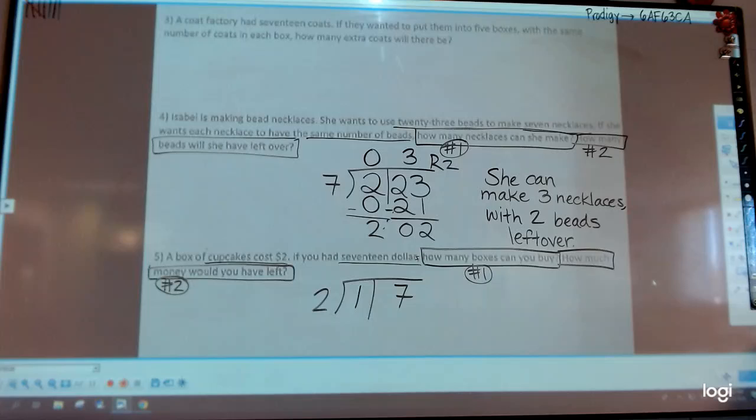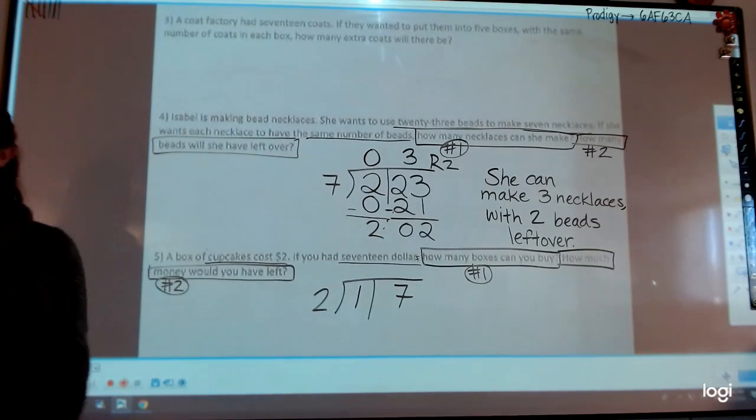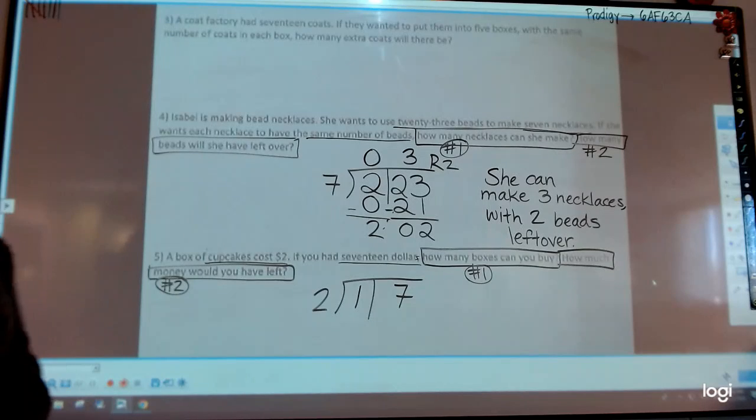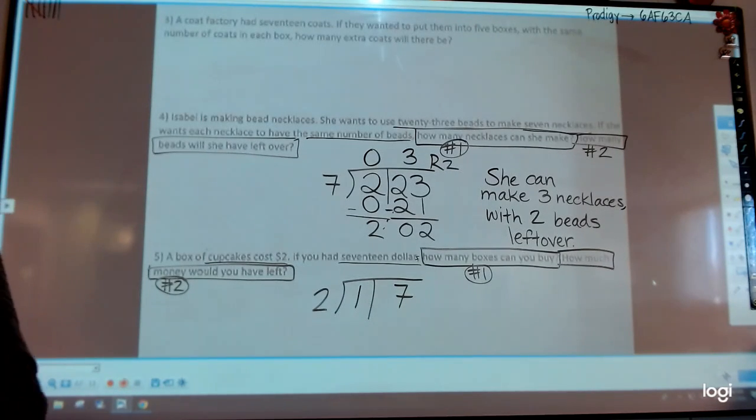So the whole number I get, that should be how many boxes of cupcakes I can buy, right? And then what will be my money left over? How am I going to know which answer goes there? Noah? The remainder. The remainder, okay? So go ahead, finish number 5 and do number 6. Do your best work. We'll keep working on this, okay?